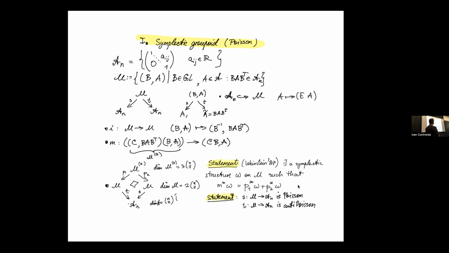And we have the following commutative diagram. M2 is projected to M, to the first pair by P1, or by P2 to the second pair. And here, the target of the second pair coincides with the source of the first pair. So we have this commutative diagram.